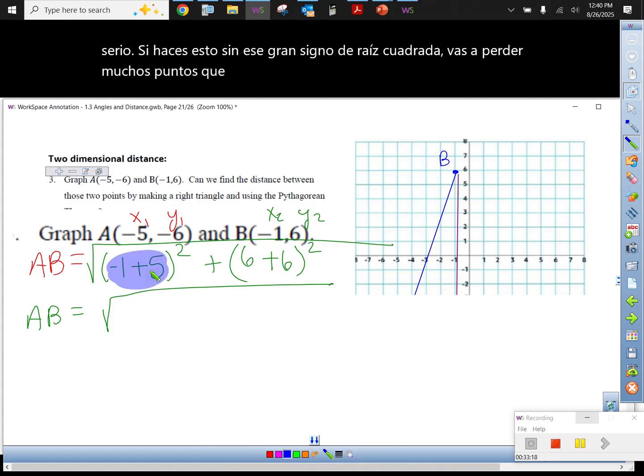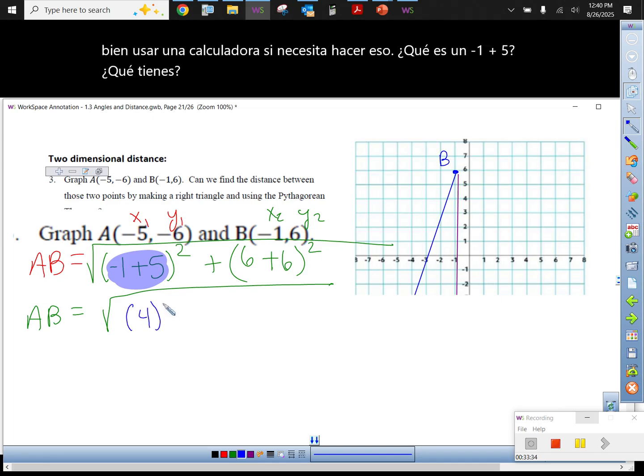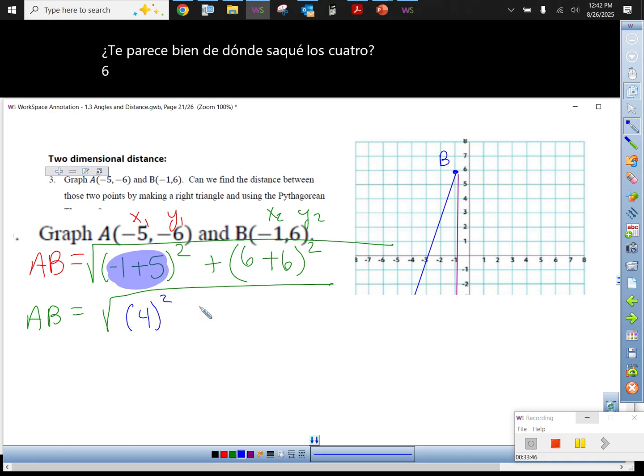So right there that I have highlighted in blue, what is -1 plus 5? You are totally fine to use a calculator if you need to do that. What is -1 plus 5? We got 4. It is still in parentheses, and it is being squared. Just making sure you're cool with where I got the 4 from. Plus 6 plus 6. What is 6 plus 6?